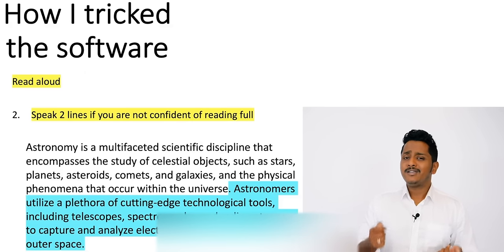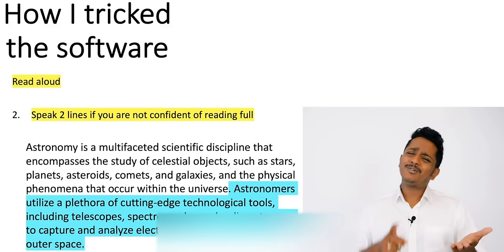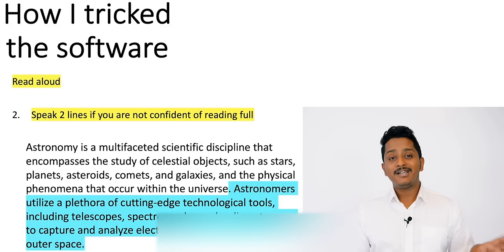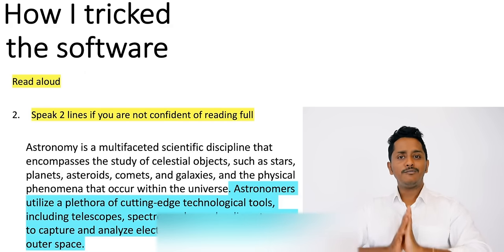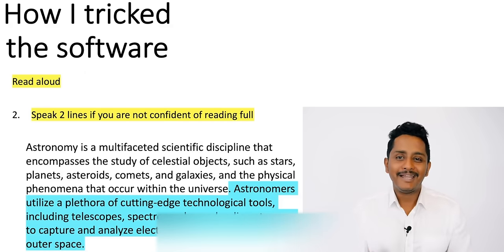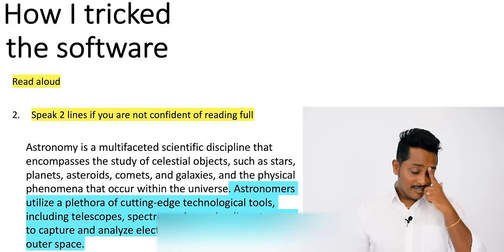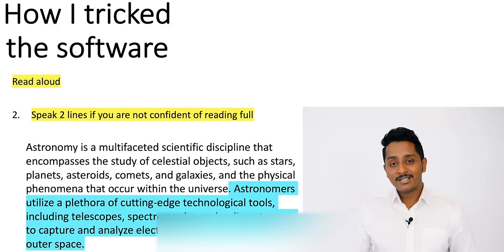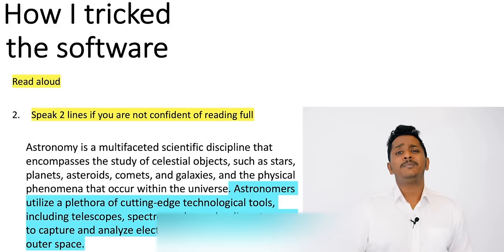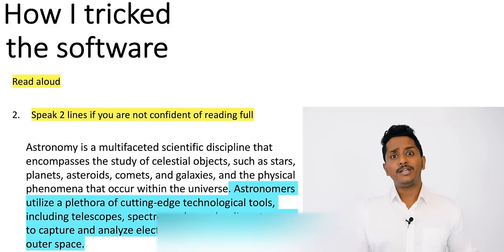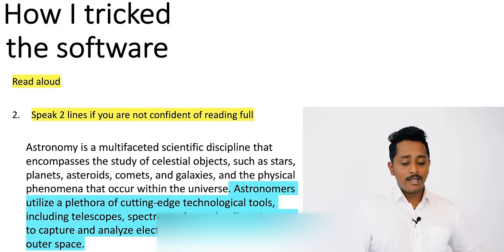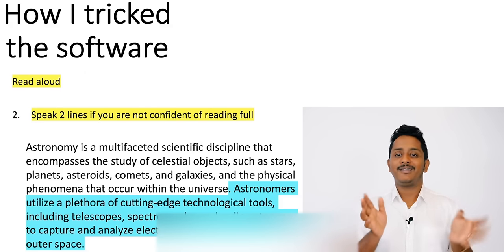So the idea is, if you have a problem in Read Aloud, don't stick to one line, because in one line you make multiple mistakes. Then at least read two lines to give the software some data, so that it will know more about you and give a good score. Like I told you, you can skip a few words. But if you're reading only one line, don't skip any words, because first of all you are giving 8 to 9 words, and on top of that, 4 words skipped. "Astronomy is a scientific discipline that study the celestial objects." So don't read like this.